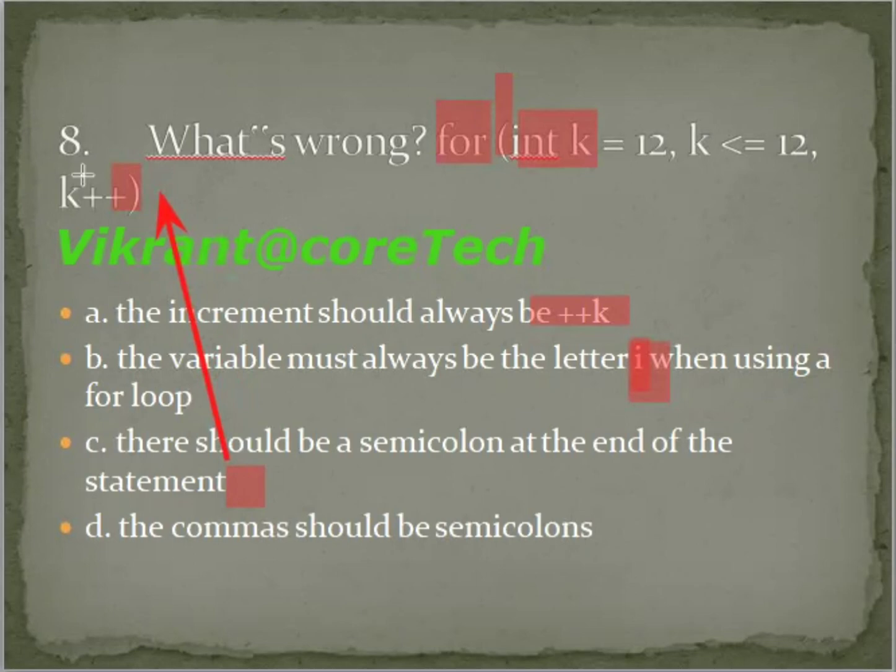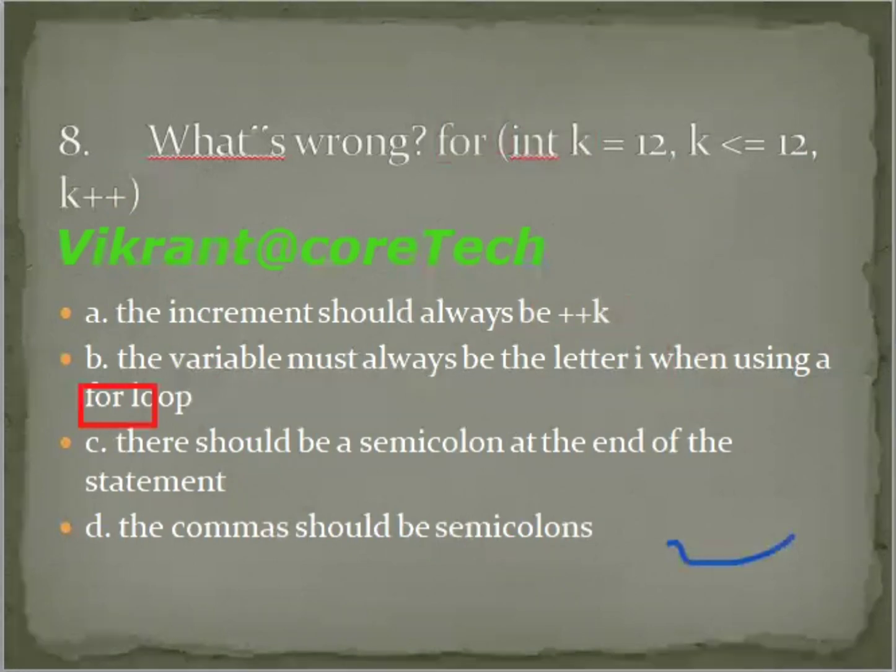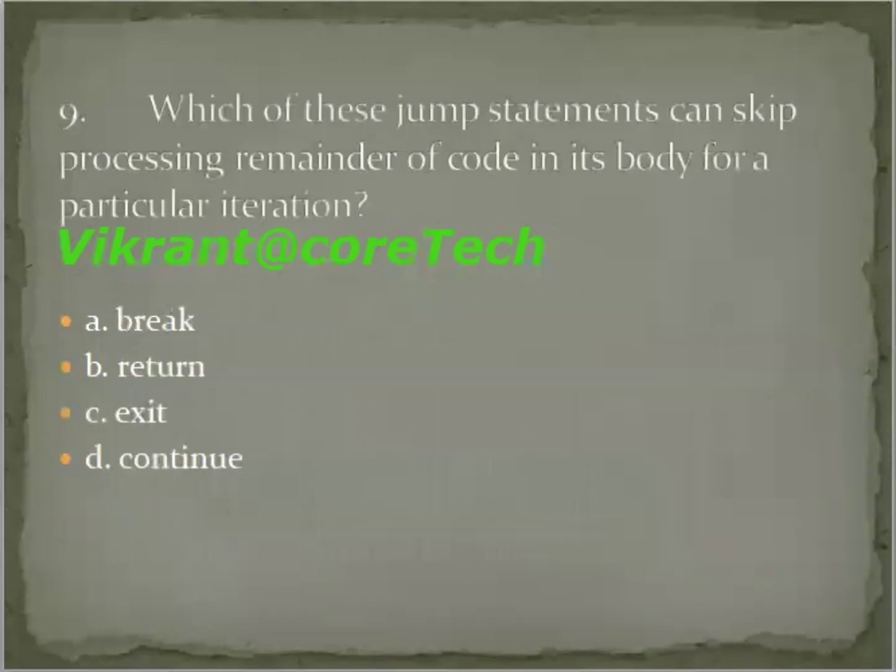The delay loops video is there on my channel. You can refer to it. If we talk about this part, here we have used a comma, and it should not be a comma. It should be a semicolon. The commas should be replaced by semicolons. If we make use of semicolons at this place, then that particular part will be treated as the correct part. Let's go for question number 9.